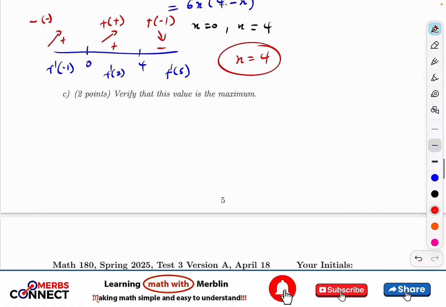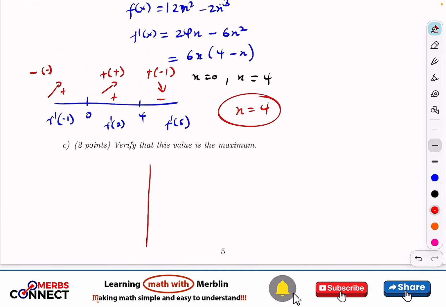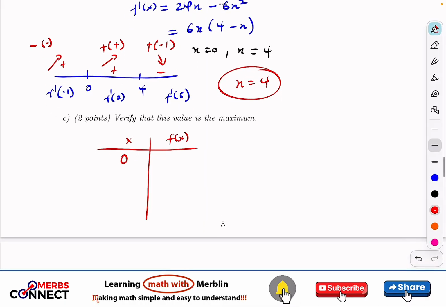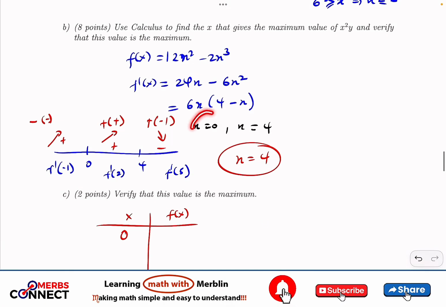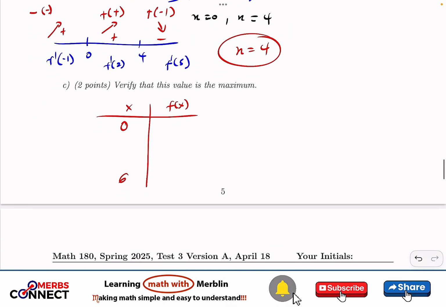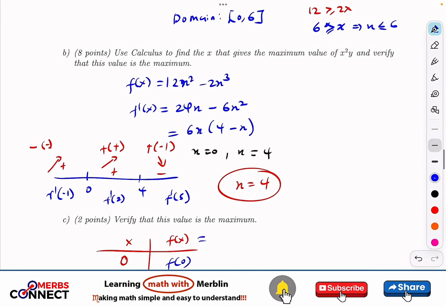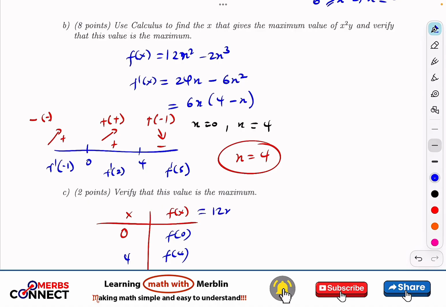But now the question is also saying that we should verify the value again. So for this one we can use the table, right? Now we need to make sure that we have our domain 0 and 6, and anything in between should be the critical point. So the critical points are 0 and 4, which is in between. So 0 is already there, so we pick the 4 here. F of 0, f of 4, and f of 6. Now f of x is equal to 12x squared minus 2x cubed.